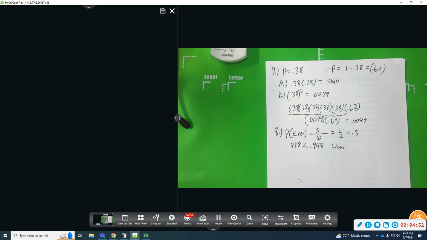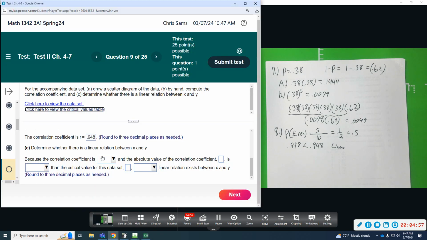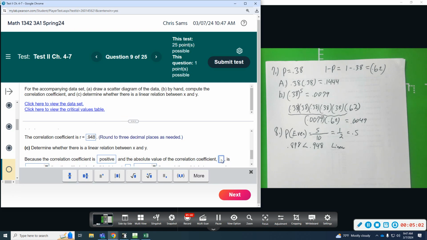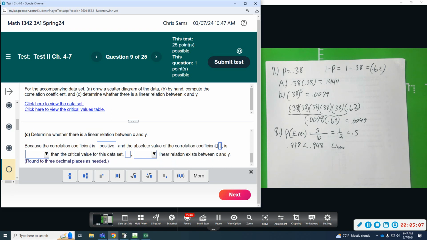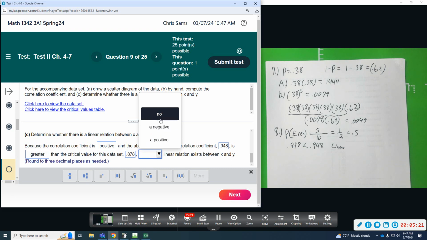of a linear relationship. So because the correlation coefficient is positive, the absolute value of the correlation coefficient, 0.948, is greater than the critical value of 0.878. A positive linear relationship between x and y. So that's how we fill that out.